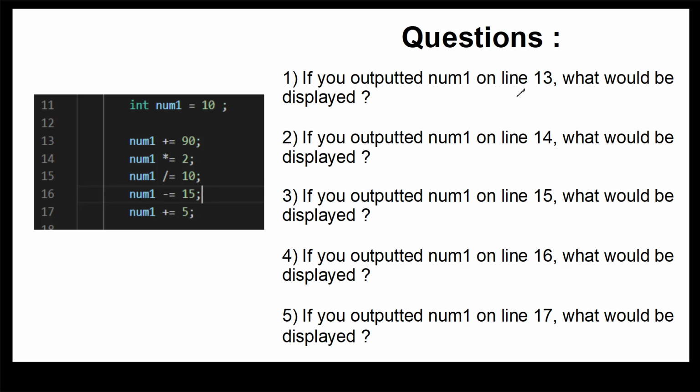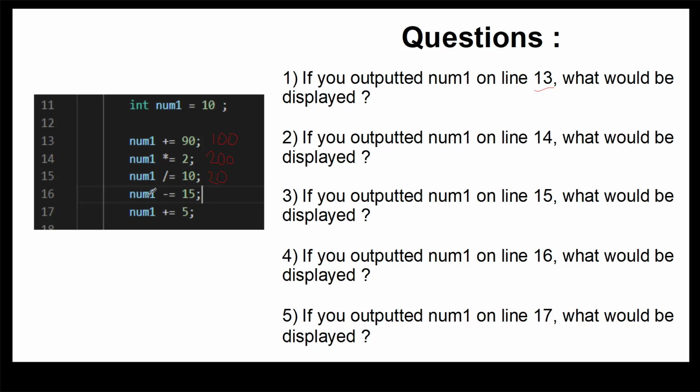Let's go through. On line 13, what would be displayed if we outputted this? If we did number1 plus 90, so 10 plus 90, that would output 100 here. Okay, and line 14, if we times number1 by 2, that would equal 200, because the new value of number1 is now 100 from line 13. Then if we divide that by 10, we've got 20. So again, number1 divided by equals 10 is saying number1 equals number1 divided by 10, which is 20.